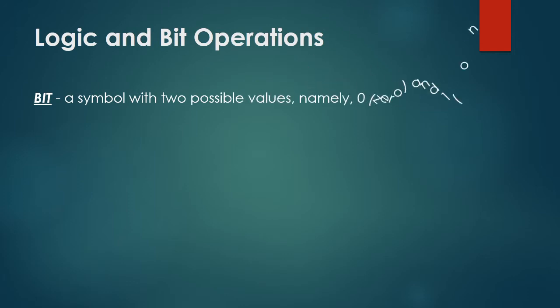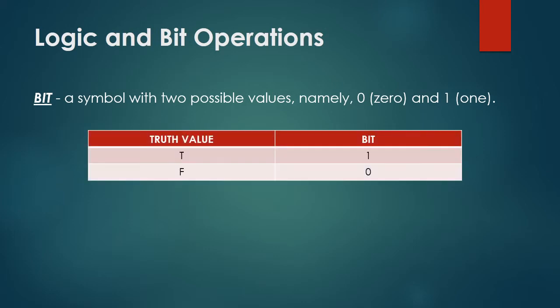Logic and bit operations. Computers represent information using bits. A bit is a symbol with two possible values, namely 0 and 1. This meaning of the word bit comes from binary digit, because zeros and ones are the digits used in binary representations of numbers. A bit can be used to represent a truth value because there are two truth values, namely true and false. As is customarily done, we will use 1 bit to represent true and 0 bit to represent false. That is, 1 represents T and 0 represents F.